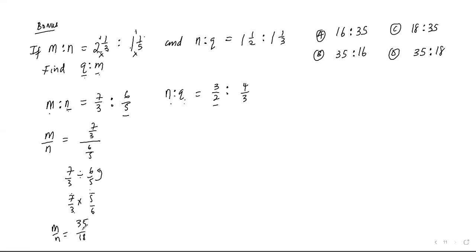All right, so this is what it looks like. I'll do the same for here. n over q: I have 3 over 2 divided by 4 over 3. So 3 over 2 times 3 over 4, and that gives me 9 over 8. So I have n over q is equal to 9 over 8, and I have m over n is equal to 35 over 18. Now look at it. The value of n now is 18, and the value of n now is 9. So they are almost close, but 18 is bigger than 9.